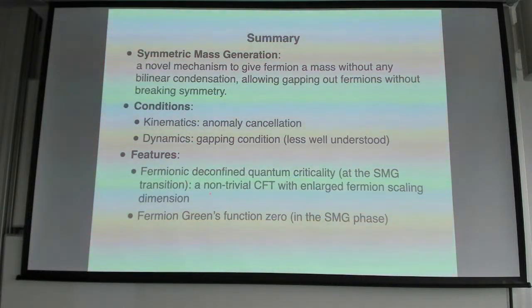And it has two conditions on the kinematic side. You need to cancel the anomaly. And you wish your interaction can really drive you to that trivial gapped RG fixed point, but this is less well understood. At the transition point, it is proposed that at least for higher dimensional SMG, it's a fermionic DQCP, which is a non-trivial CFT with enlarged fermion scaling dimension, enlarged in the sense that it is larger than the free fermion limit.